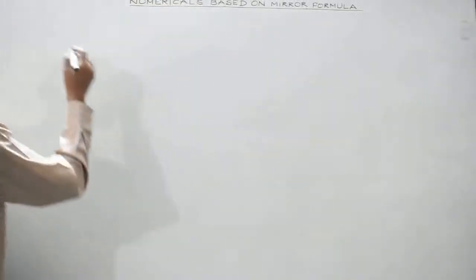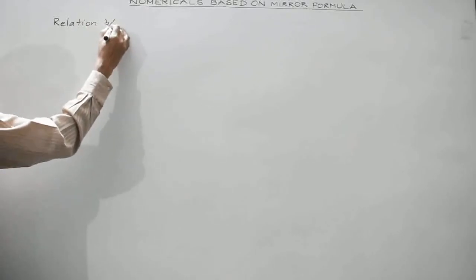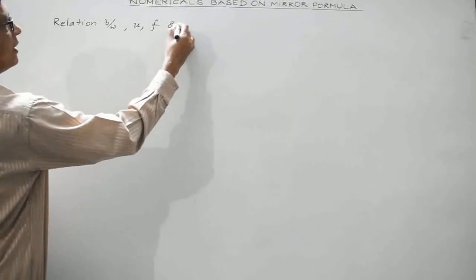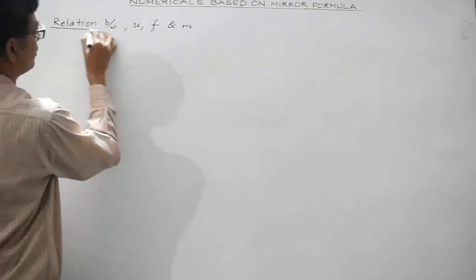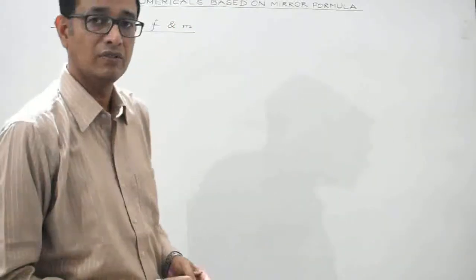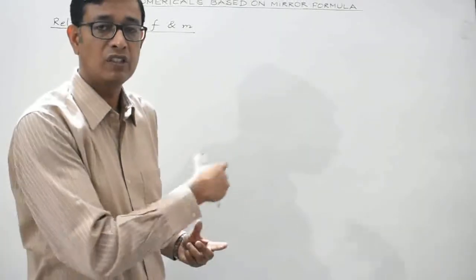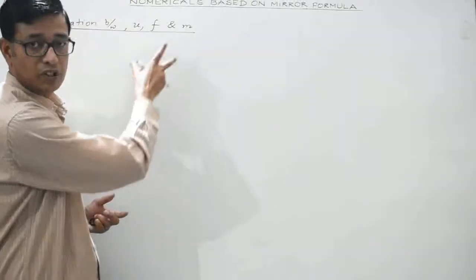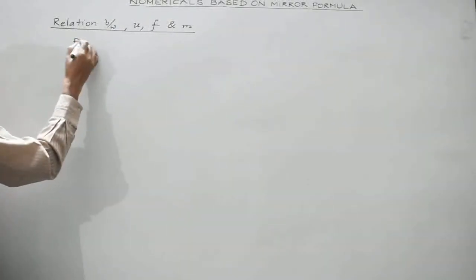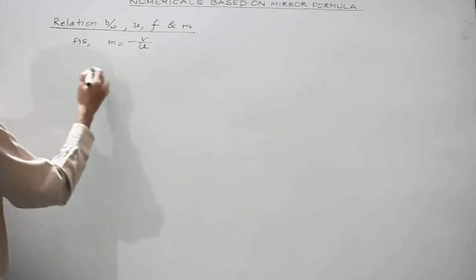So let's start with the relation between u, f and m. m is the linear magnification, right? In certain numericals where the image distance is not given and out of these three, two are given, then the value of the third one can be easily determined by the formula which we are going to prove, right? We are aware that m is equal to minus v by u. We have done it, right?